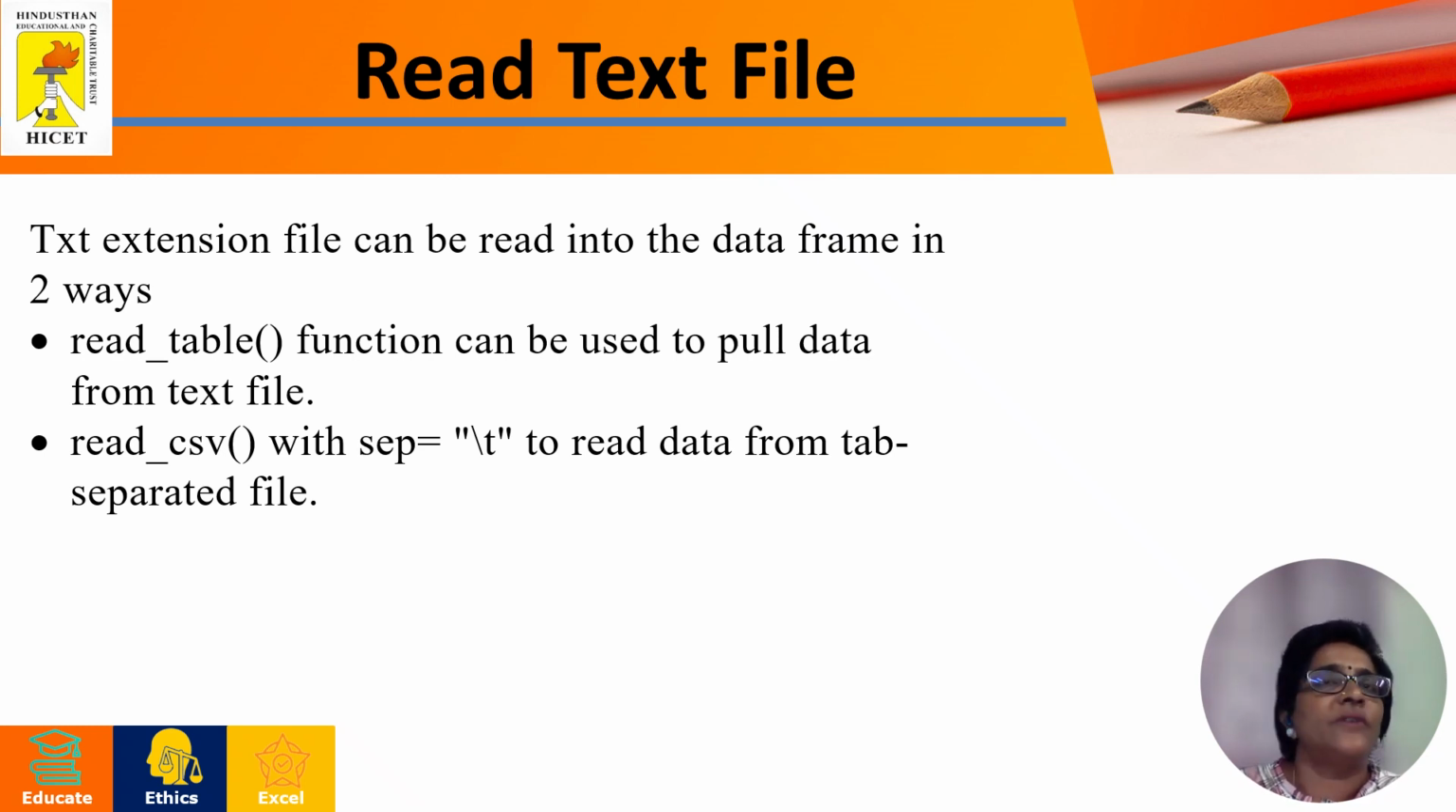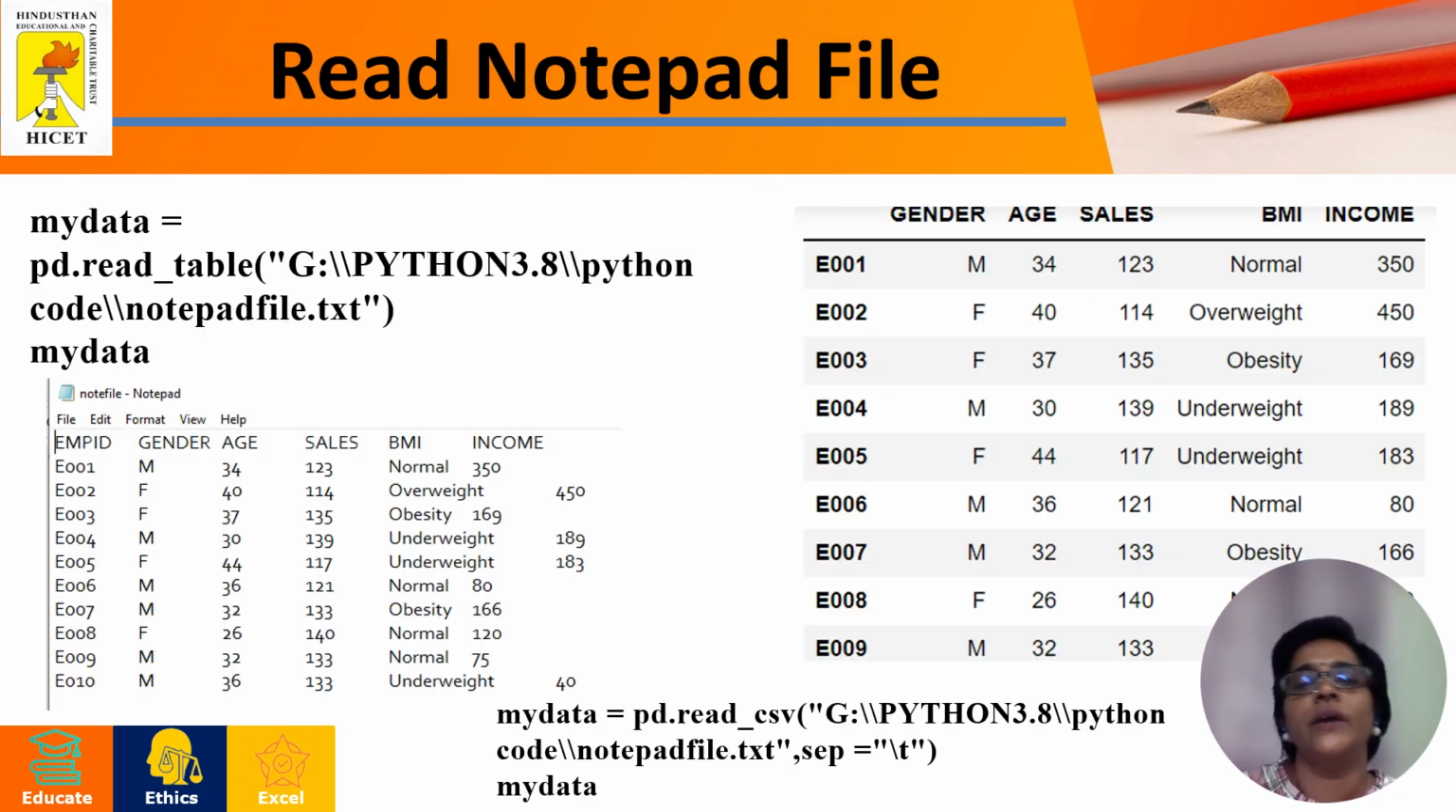Next comes reading a text file. Text files can be read into the data frame in two methods. Either I can use the read_table function, or I can use read_csv with the separator as \t. Let us see them one by one. If I want to read a notepad file, let us assume that this is my notepad file which contains the information employee ID, gender, age, sales, BMI and income. So this is absolutely a text file.